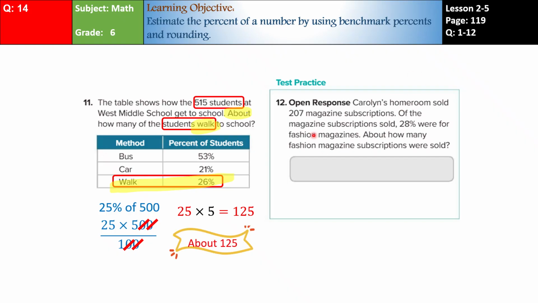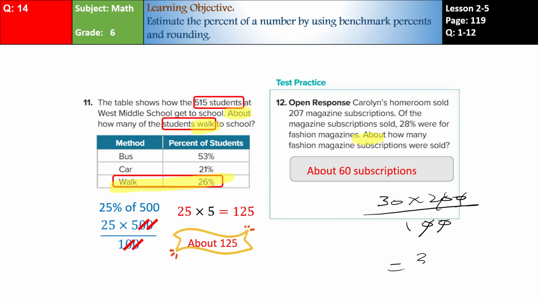The last question for this lesson. Carolyn's homeroom sold 207 magazine subscriptions. Of the magazine subscriptions sold, 28% were fashion magazines. About, again the word used is about, how many subscriptions were fashion? So 207 is closer to 200 and 28 is closer to 30. So here you will do 30 times 200 over 100. You can cancel the zeros up and down, and then 30 times 2 will give you 60. So 60 subscriptions.